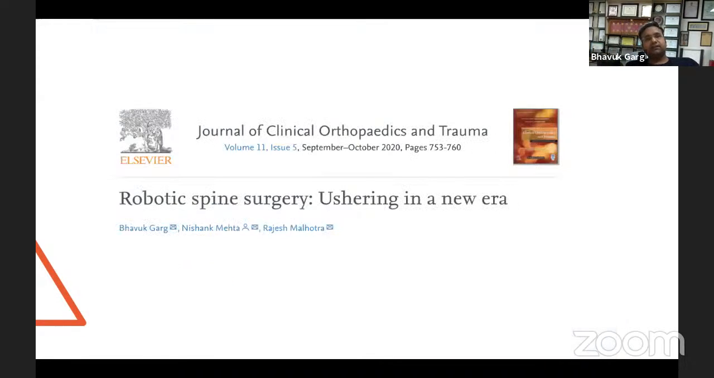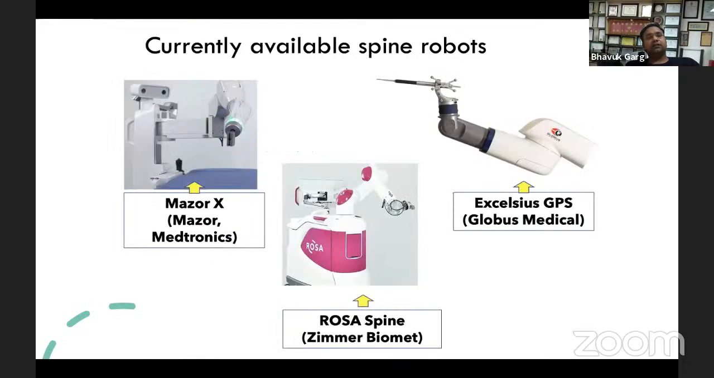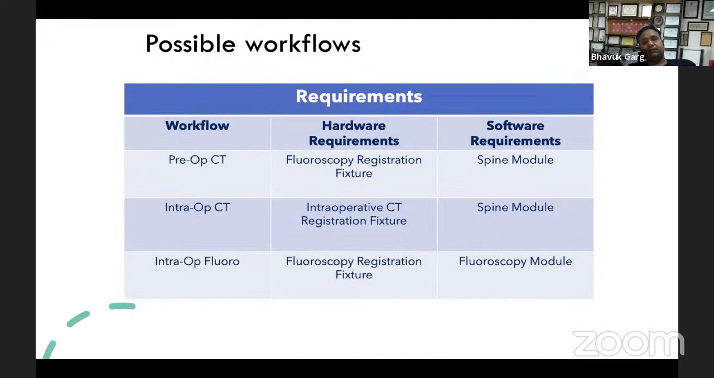One of these is robotic spine surgery. Currently we have many robots, but basically these three are the main spine robots: the Mazor, the Excelsius, and the ROSA Spine. And depending upon the type, they can deal with various preoperative modalities.